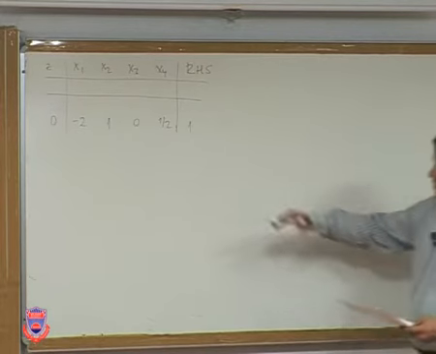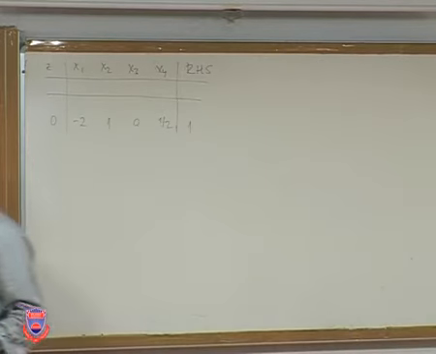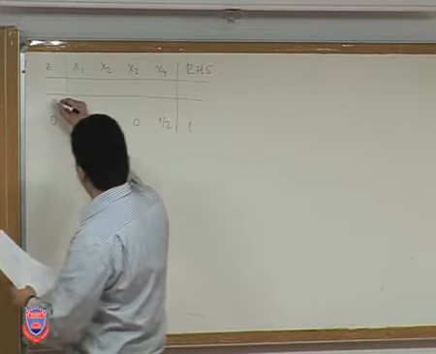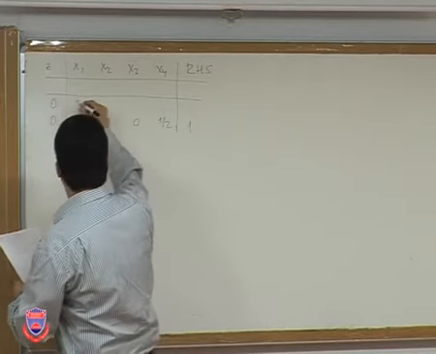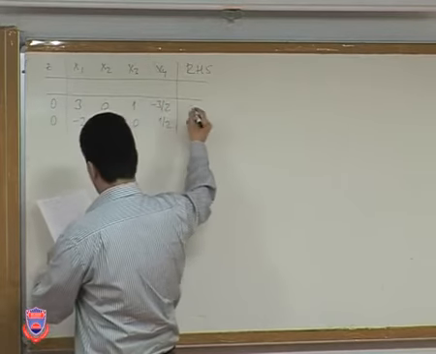Exactly. I can multiply the new row 2 by minus 3 and add it to the previous row 1 so that this entry becomes 0. And if you do that, you end up with the following. So 0, 3, 0, 1, minus 3 over 2, and the right-hand side value is 3.